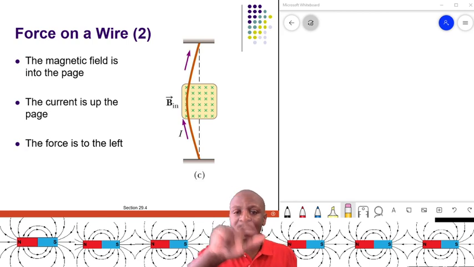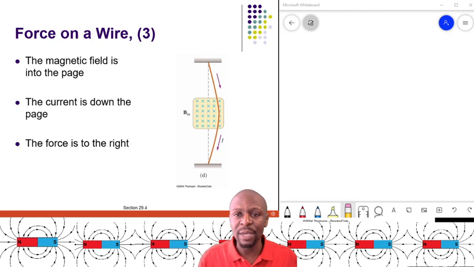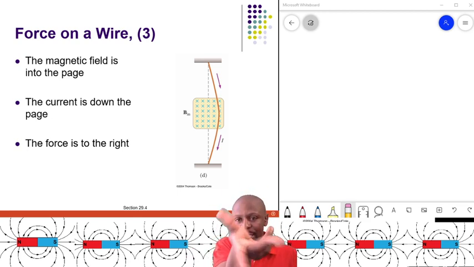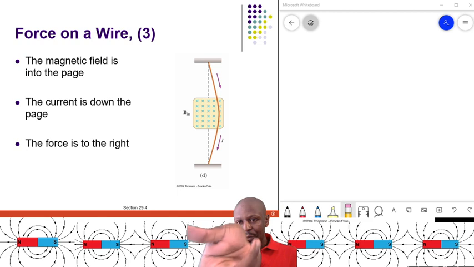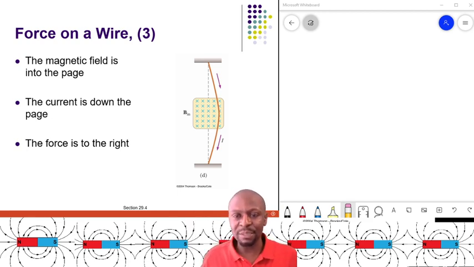Now suppose that I change the direction of the current. It is not going up, now it's going down. The magnetic field is still into the board. Now the current is going down, the charged particles are going down, therefore I will just have to turn my hand to be like that. Now in that case, the magnetic force will be deflecting the wire to the right.